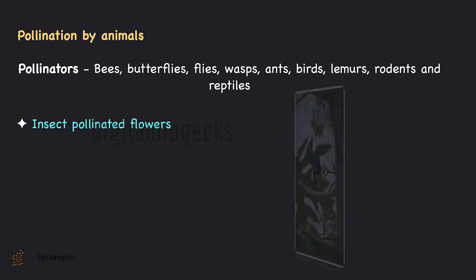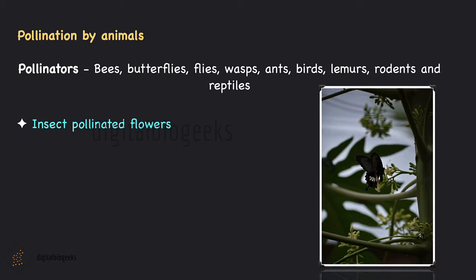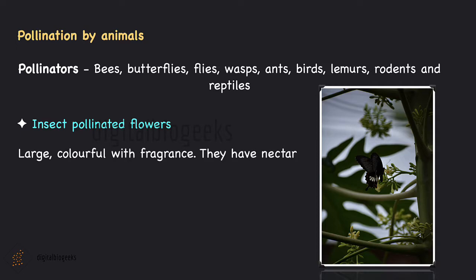Insect-pollinated flowers. The papaya flower is an example of an insect-pollinated flower. They are large and colorful, with a fragrance to attract insects. They will be rich in nectar. When the flowers are small, they all cluster together into an inflorescence to make them clearly visible.